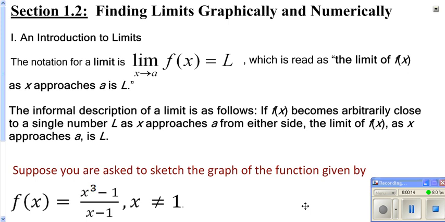A limit is basically what your function is getting close to as you get closer and closer to a particular value for x. We have the notation limit as x approaches a of f of x is L, which means the limit of f as x approaches a is L.